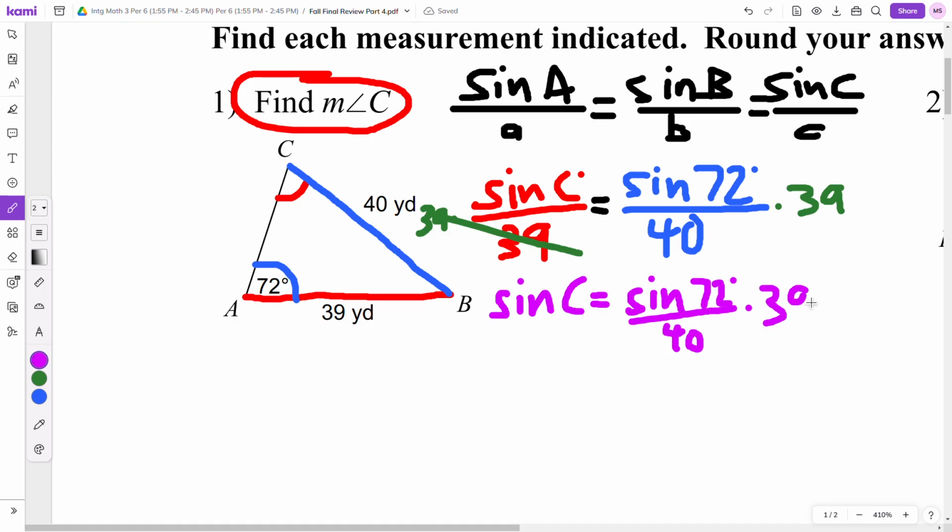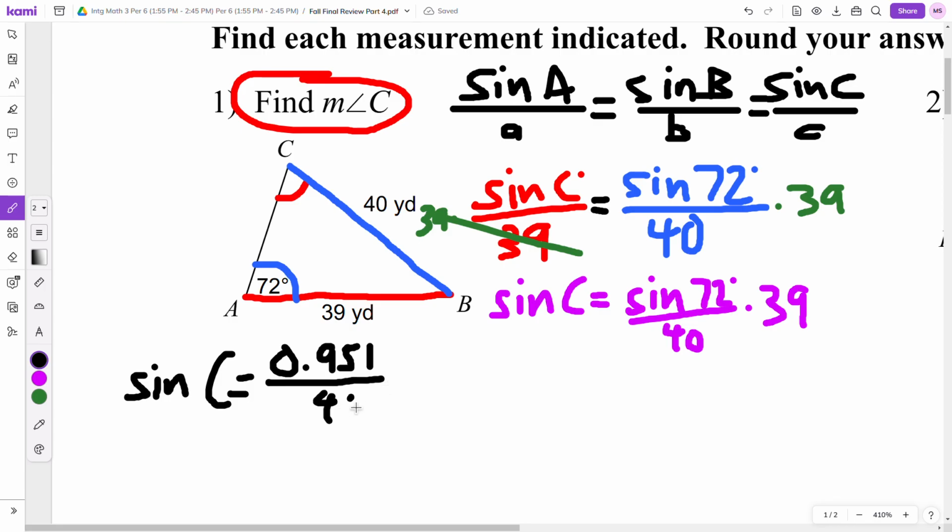And now it's time for your calculator. I can't really show you, but go ahead and put in sine of 72 degrees into your calculator. And that should give you about 0.95. If you want, I'll give you a little running tally here. So sine of C equals about 0.95.